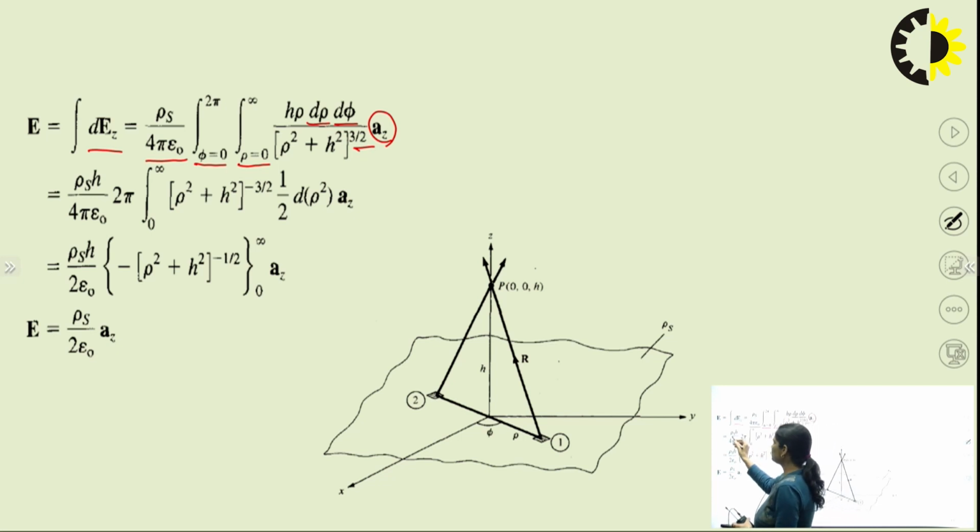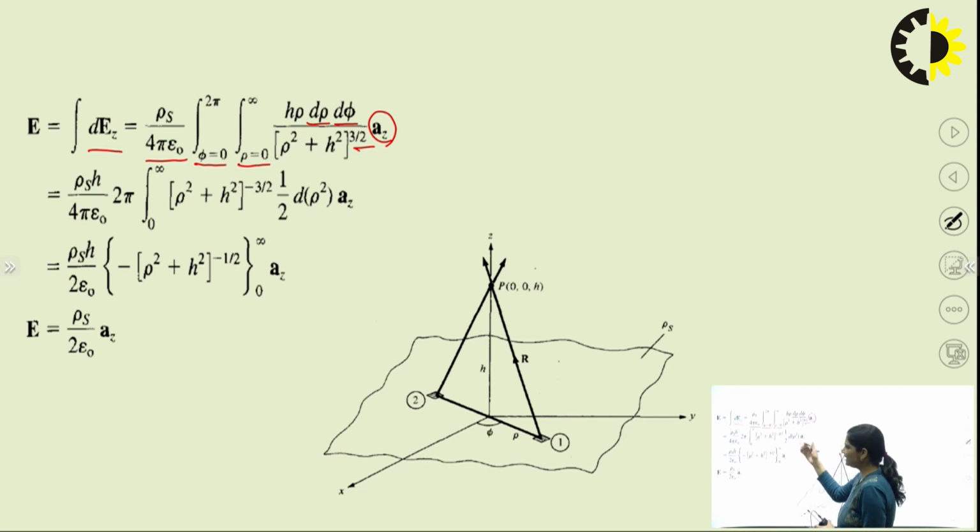You can put all these values and you will get rho s h upon 4 pi epsilon naught times 2 pi. First integrate with respect to phi. So 2 pi you will get here, 0 to infinity, rho square plus h square to the power minus 3 by 2, 1 upon 2 d in bracket rho square, unit vector of z. Now again integrate it with respect to rho. So you will get rho s h upon 2 epsilon naught in bracket minus in bracket rho square plus h square to the power minus 1 by 2, and limits 0 to infinity, and unit vector of z.